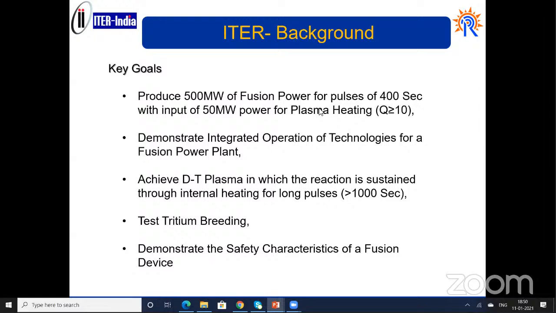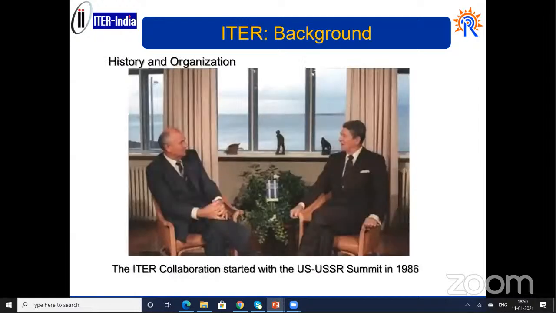Apart from that, it will continue to operate other forms of plasma, up to 1000 second operation, up to 3000 second operation, and so on. But that is only when the future will say. The other objective is to show that quite a few technologies are proven here, and it will test tritium and show that it is safe.